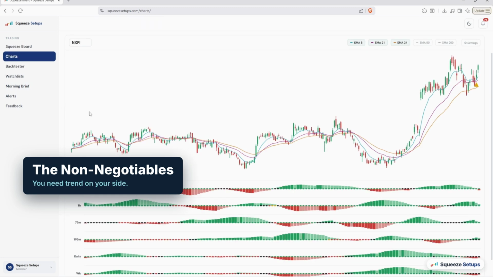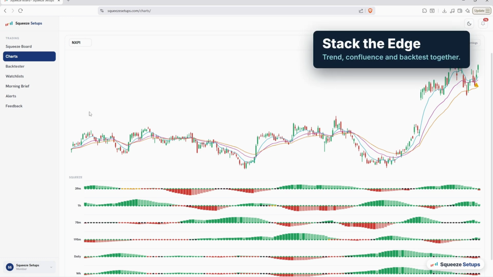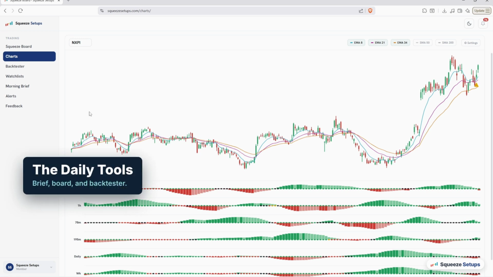That then takes us to the charts page where we learned about some of the non-negotiables that we have when it comes inside of squeezes. We need to see trend on our side. We learned from many backtests that a bear squeeze on its own doesn't really have much of an edge. It's when you start to layer on things like trend, when you layer on multiple time frame confluences, and when you start to layer on the backtest edge that you actually have a real setup you can do something with, take advantage of, and profit from.